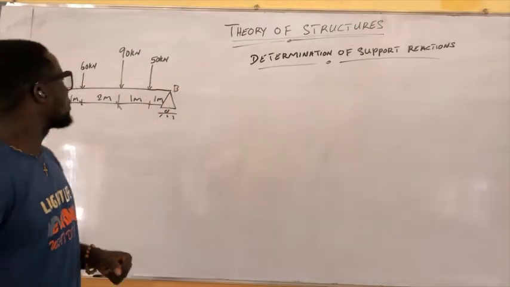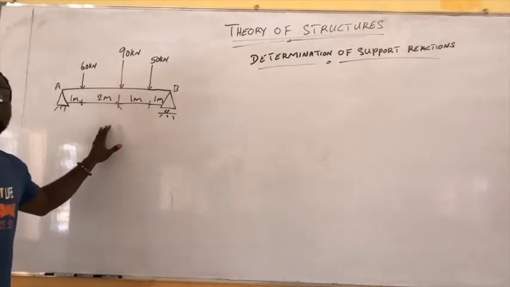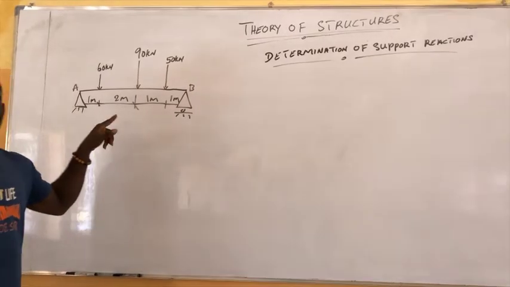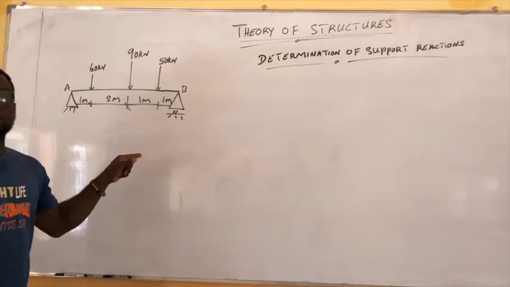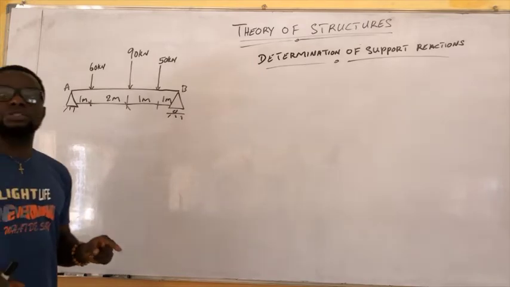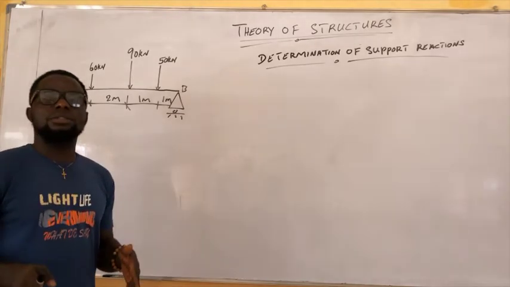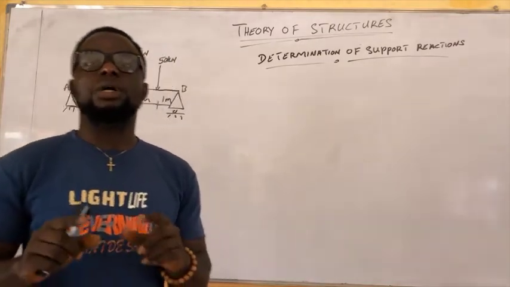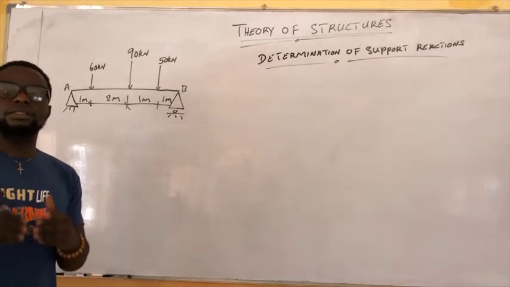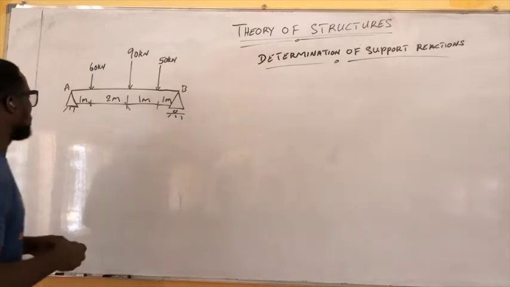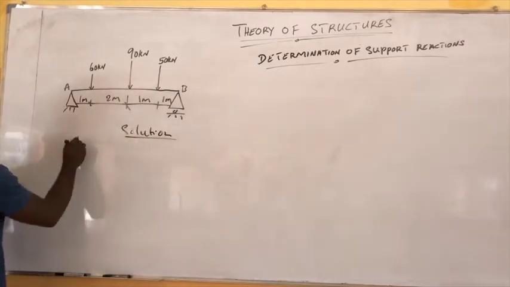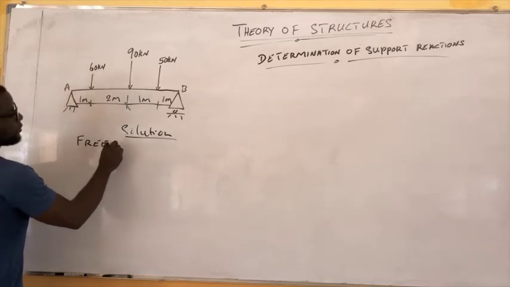Okay, let's move on. This is an example of a beam. This is a simply supported beam with supports at the extremes. We are asked to calculate the support reactions in this beam. First, you draw the free body diagram. In the free body diagram, you show the support reactions, the loading, and the dimensions of the beam. So the solution: the first thing you do is draw the free body diagram.